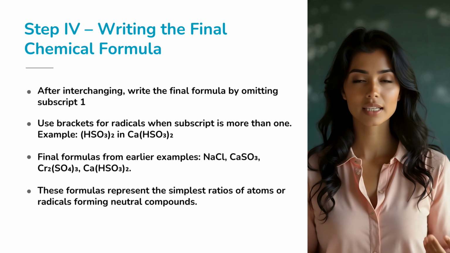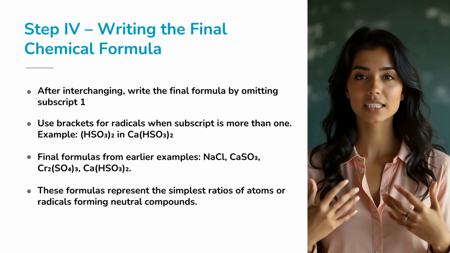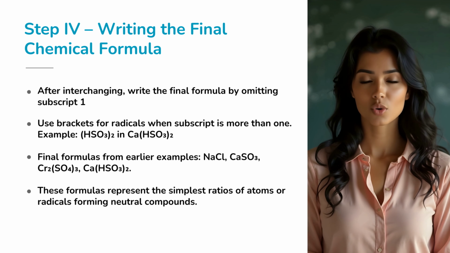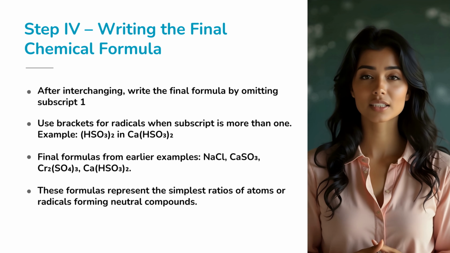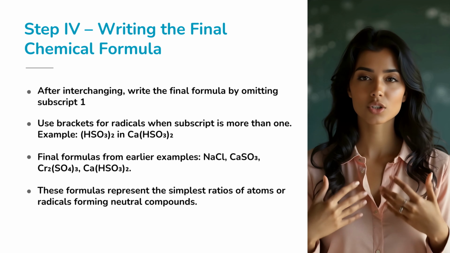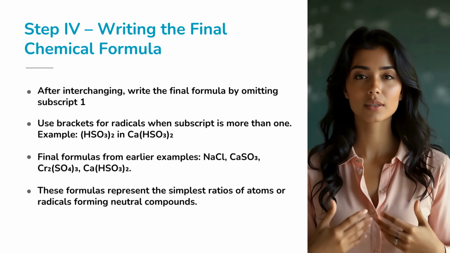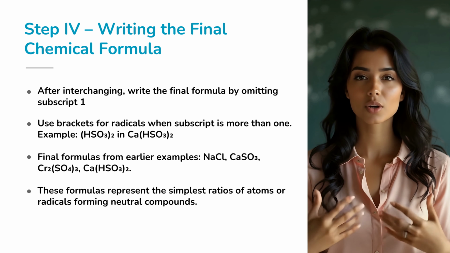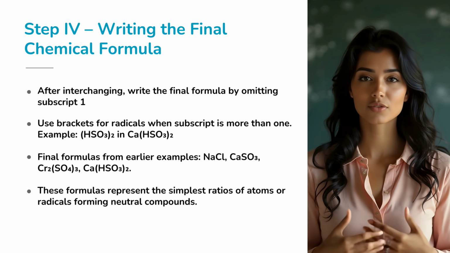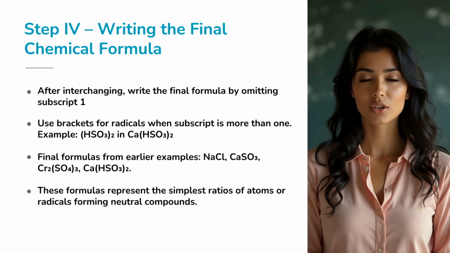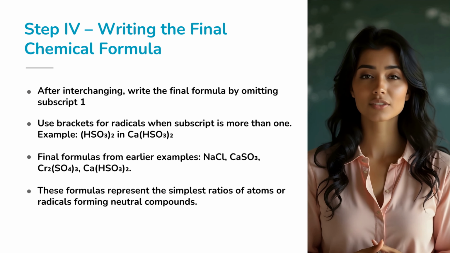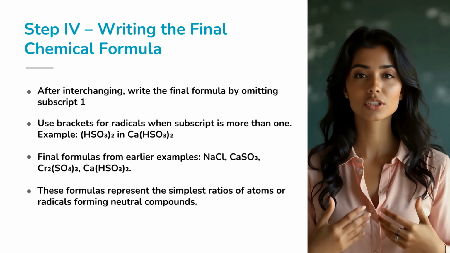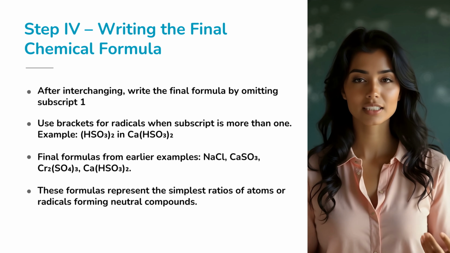Examples: sodium chloride NaCl, calcium sulfite CaSO3, chromium sulfate Cr2(SO4)3, calcium bisulfite Ca(HSO3)2. Notice how subscript 1 is never shown. Brackets are used around radicals when they appear more than once. Each final formula represents a neutral compound where total positive charge equals total negative charge. These formulas form the backbone of balanced chemical equations used in industries, experiments, and medicine.